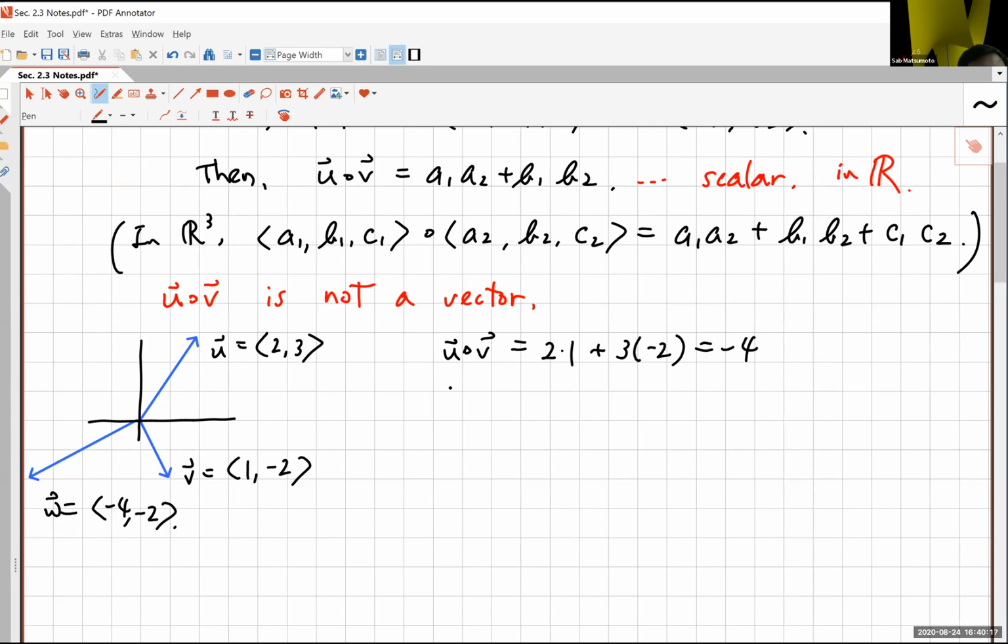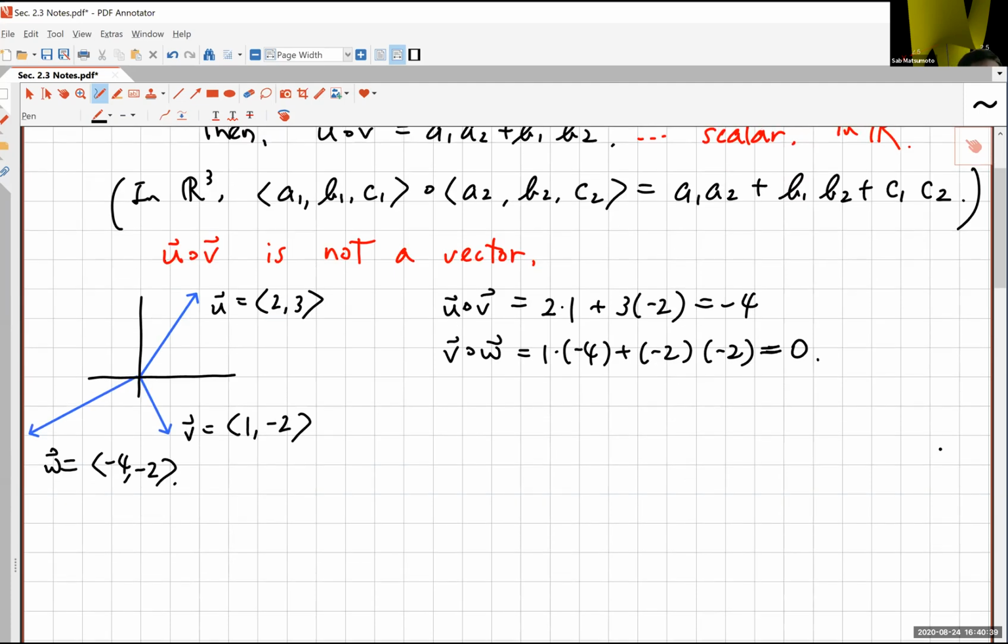How about V dot W? Well, that would be 1 times -4 plus -2 times -2. That's -4 plus positive 4, and that turns out to be 0. Now, when the dot product is 0, it is very important. It's telling me something extremely important here.